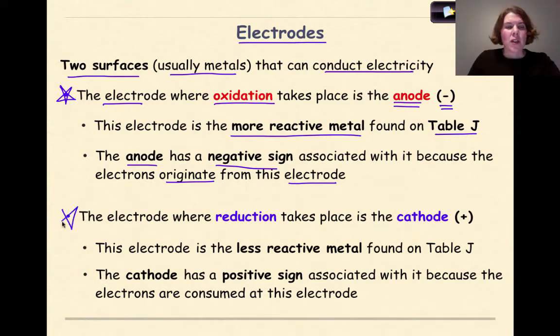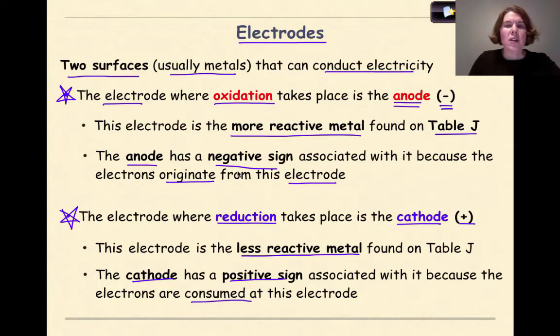Now, the other important thing is that the electrode where reduction takes place is the cathode, and the cathode has a positive charge associated with it. This electrode is the less active metal found on table J. The cathode has a positive sign associated with it because electrons are consumed at this electrode. Over where oxidation is taking place, electrons are produced, and where reduction is taking place, electrons are consumed.